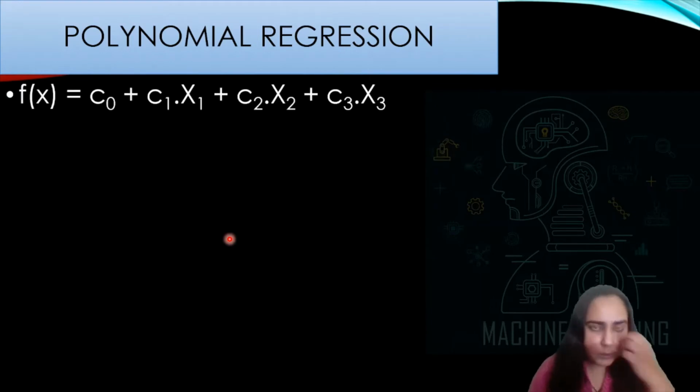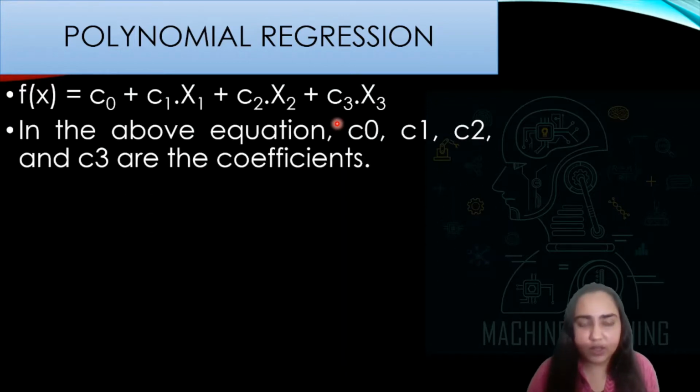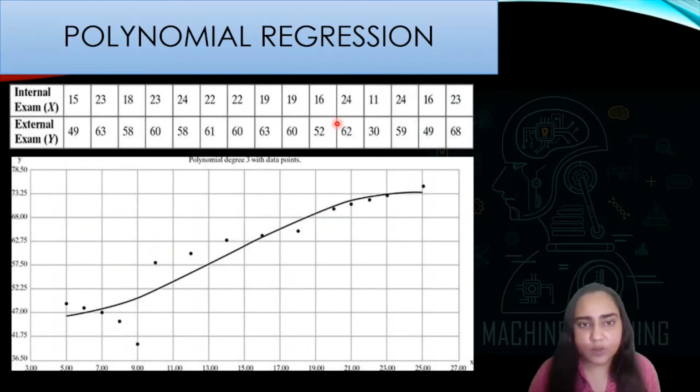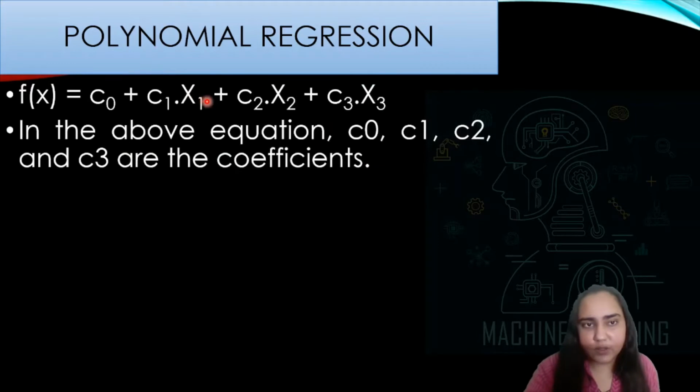Okay, so this is what it looks like. This is the equation. f(x) is equal to c0 plus c1x1, c2x2 plus c3x3. In the above equation, you have c0, c1, c2, c3. They are all coefficients. And this is what the line looks like. Actually, it's not x1 over here, it's actually x raised to 1. This is x squared, this is x cube, okay?